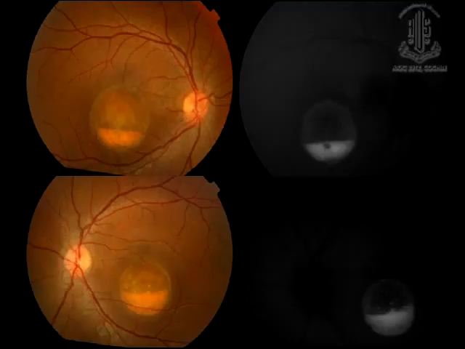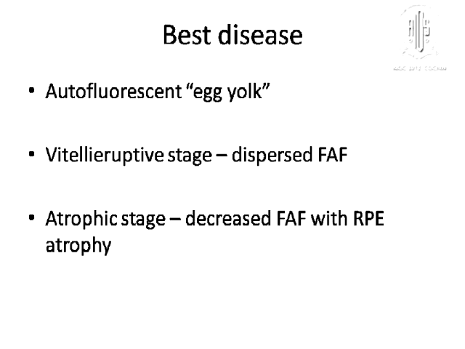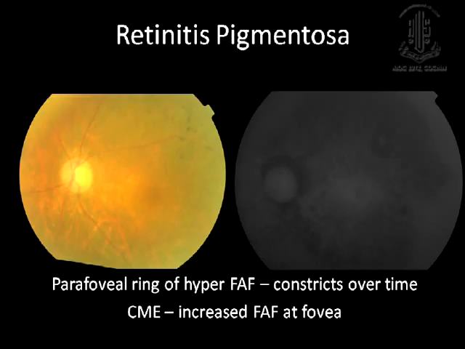So you see this pocket, this pseudo-hypopyon kind of an appearance. Accumulation of lipofuscin shows up brilliantly on the autofluorescence images. So you have the autofluorescent egg yolk, and in the vitelliruptive stage, this autofluorescence is dispersed, and in the atrophic stage, once again autofluorescence decreases.